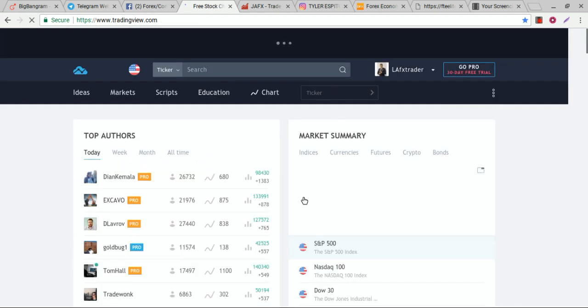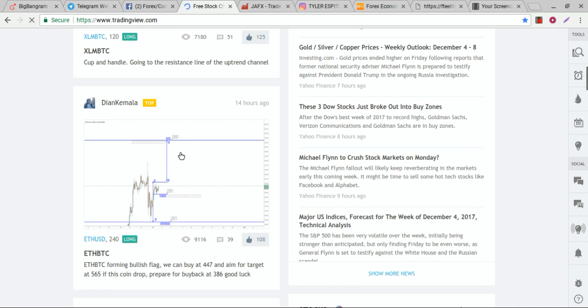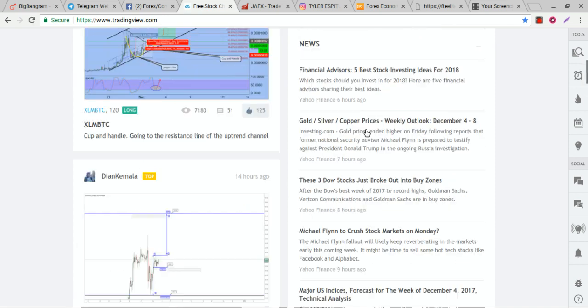It's going to look like this, and it tells you some different indices, currencies, futures, crypto, bonds, and apologies about that. The wind's pretty bad over here. You can see some ideas from other traders. I don't really care about that. Also, important things is it talks about the news events as well.